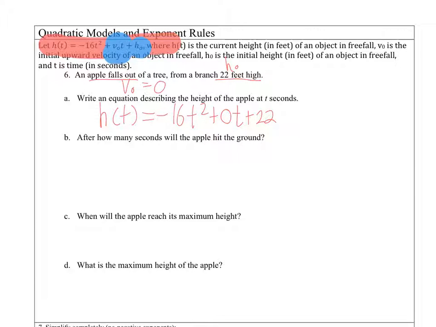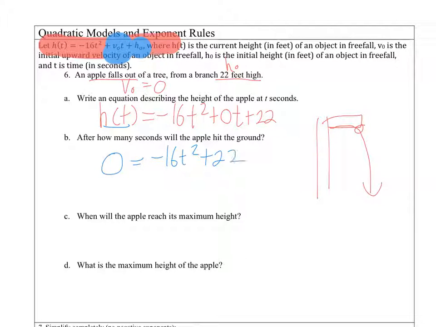Okay. After how many seconds will the apple hit the ground? Okay, so I know that there's my tree. It's going to go like this, straight out, or more or less straight down. Here's my branch, and there's my apple. Just so I have an idea of the shape of this graph. It's going to hit the ground. Hitting the ground means that my height is going to be 0. Negative 16t squared, 0t I don't need to include, plus 22.